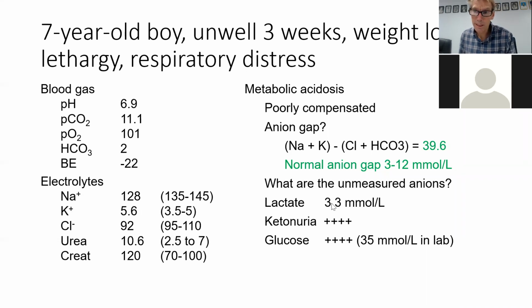When children have diabetic ketoacidosis, their lactate's sometimes a bit high because they're very dehydrated and they may have reduced perfusion, but that's not the main reason for their acidosis. The main reason for their acidosis is all the ketone bodies that exist in their blood. Right? So to get the picture, this boy had severe poorly compensated metabolic acidosis with hyperglycemia and marked ketonuria.